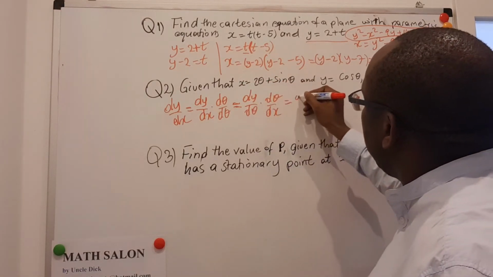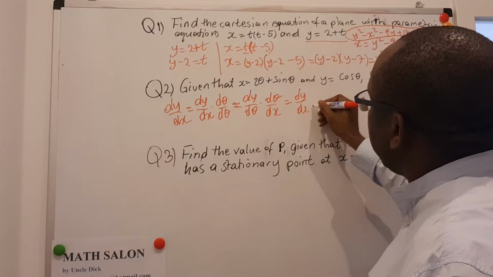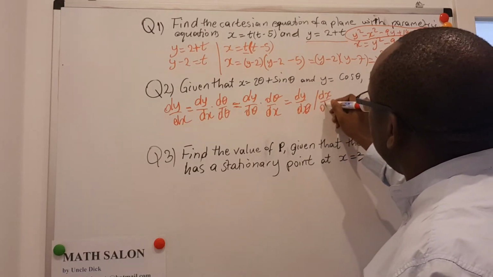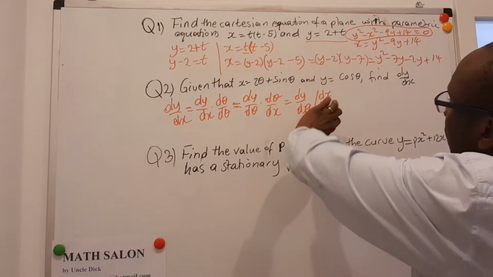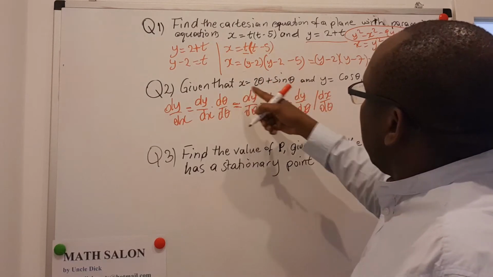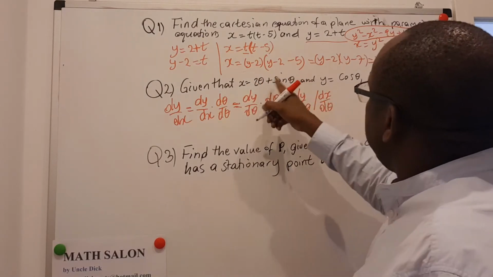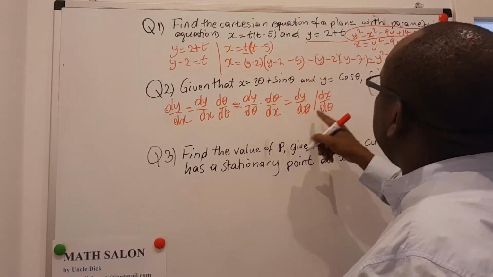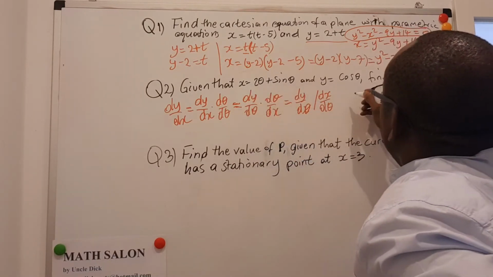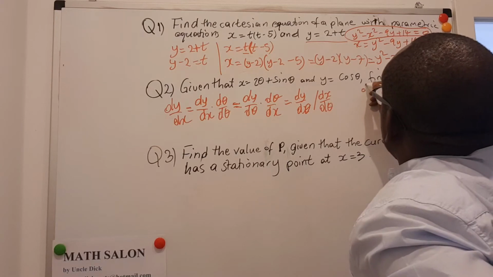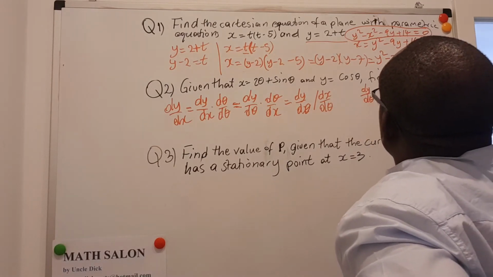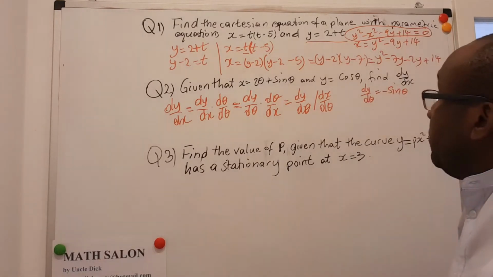So the best one would be dy d theta, divided by dx d theta. This is division. So if I want to multiply, I will invert and I get exactly that. So what I'm left to do is look for dy d theta and dx d theta, and I just substitute into this. So from here, let's take that of dy first. Dy d theta is just equal to minus sine theta. That's the derivative of cos theta.